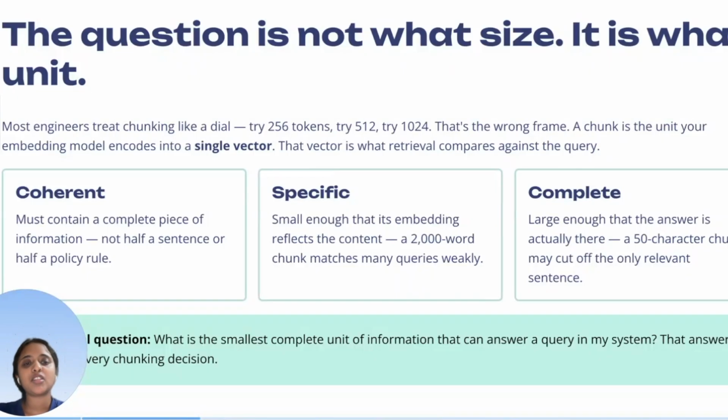The information inside the chunk must be complete. It should be large enough that the whole answer is actually situated inside the chunk itself. Say we only have a 50-character chunk, it might not have all the relevant information of the sentence. So the problem here is, what is the smallest complete unit of information that can answer a query in my system? This answer decides how we're going to do our chunking.